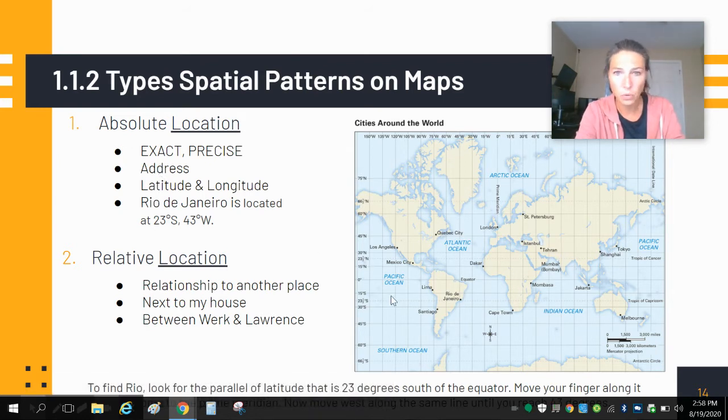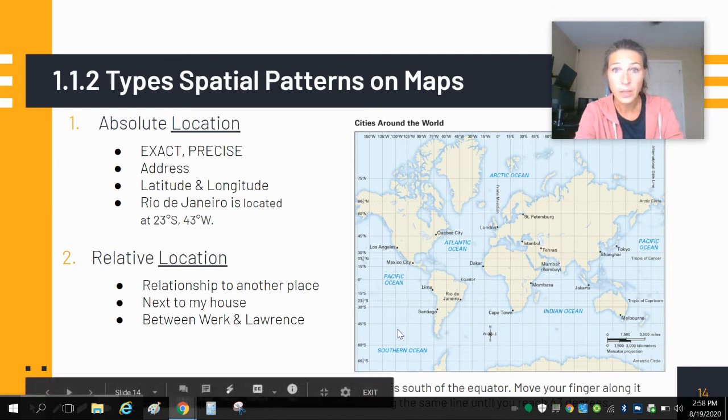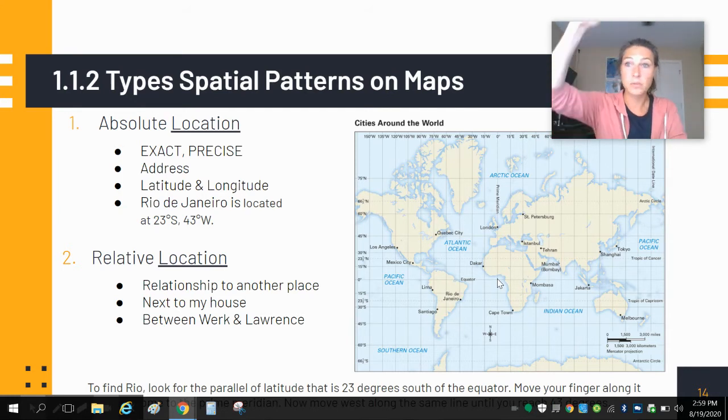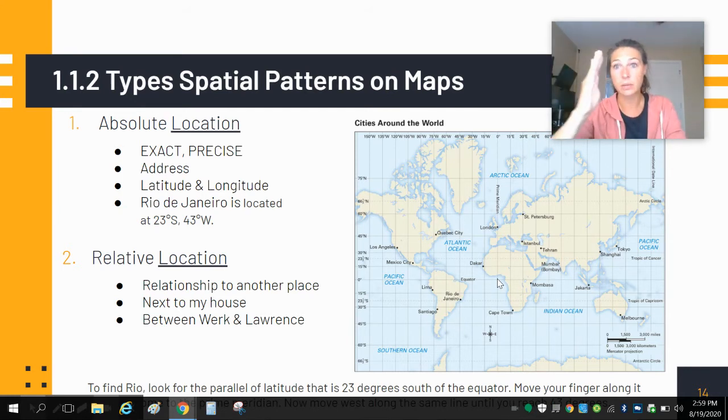And the way in which you find it is just like anything else. There's just coordinates on a map. So when you're looking for Rio de Janeiro, which is right here, you're going to go 23 degrees south, which means you're moving below the equator. And you're going to go 43 degrees west, which means west from the prime meridian. So 0 degrees latitude and 0 degrees longitude is kind of like the springboard point, right? So north of 0 degrees, south of 0 degrees, east, west. You get the gist.